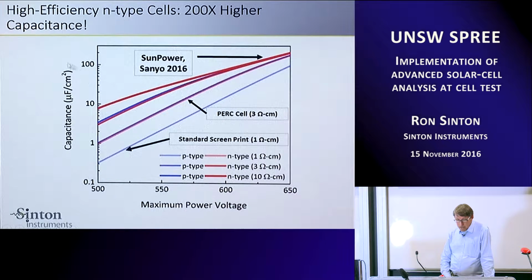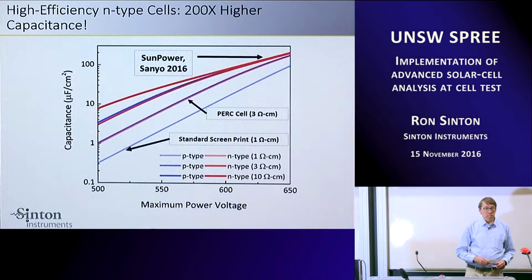And so I plotted here the capacitance, which I'm defining as the change in charge per change in voltage, for an aluminum BSF cell, which is P-type 1 ohm centimeter. And then the PERC cell, you can see that we've increased the capacitance by a factor of 20 in just going from aluminum BSF to a PERC cell. So it's going to have a time response 20 times slower. And then if you switch to N-type material and very high maximum power voltages on the lower curve, then you can have 200 times the capacitance of an aluminum back surface field cell.